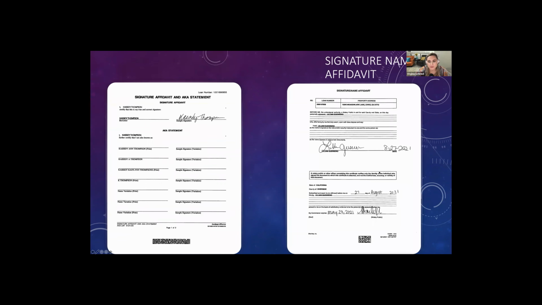All right, next up, two different signature name affidavits. Check them out. We'll start with the document to the left, and then we'll do the one on the right after. So let's start with the left. Kiana?